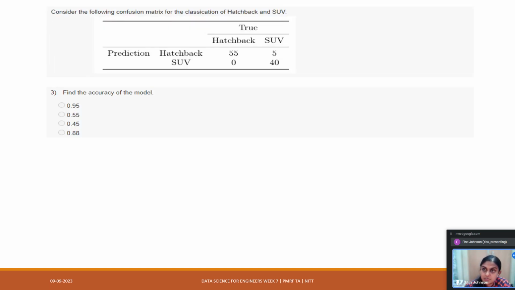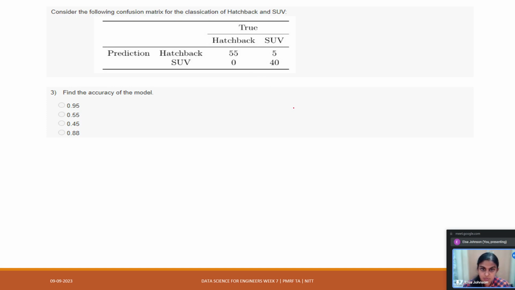So next one, consider the following metrics for the classification of a hatchback and SUV. It is like the data set which you have seen in your lectures. I think you are familiar with that. Anyway, we are given the confusion matrix, which is available as a result. This is the true conditions and this is the prediction. You can tell me the accuracy of the model.